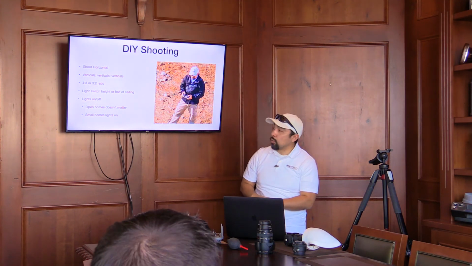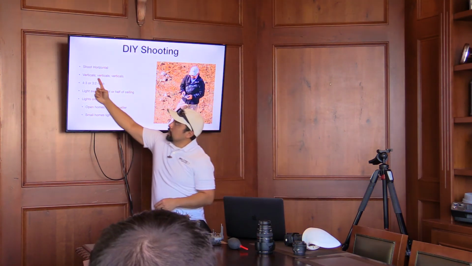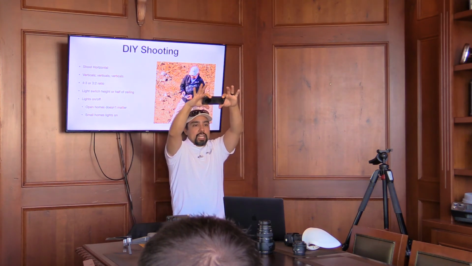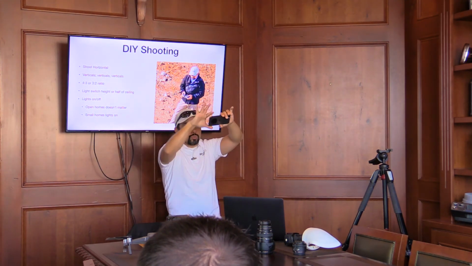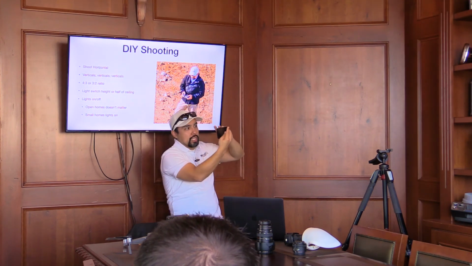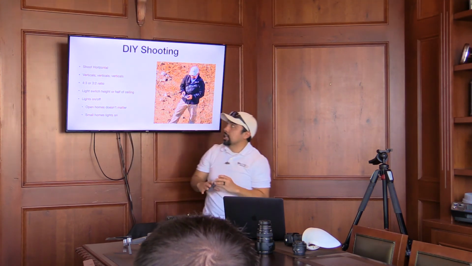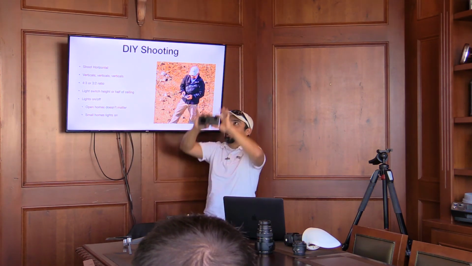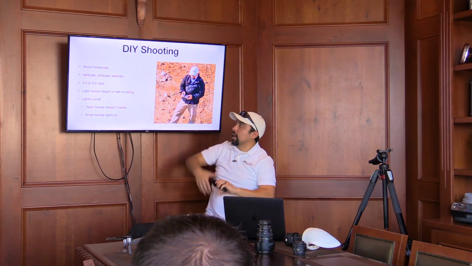And then DIY shooting. So again, you want to shoot horizontal. So when you have your phone, you don't want to shoot at an angle unless you're focusing on a specific spot. You want to keep it level, right? And then you want to keep this part level too. So you want to keep everything vertical. Verticals are super important. Light switch height or midway between the ground and the ceiling.